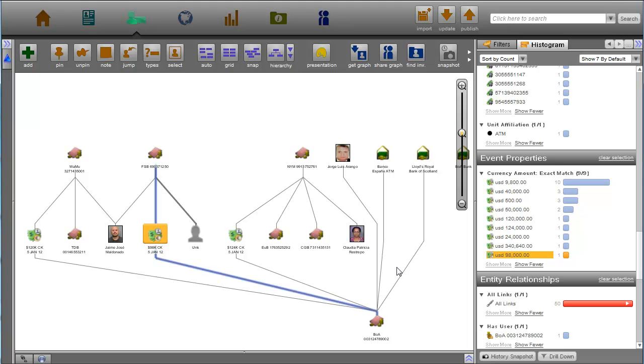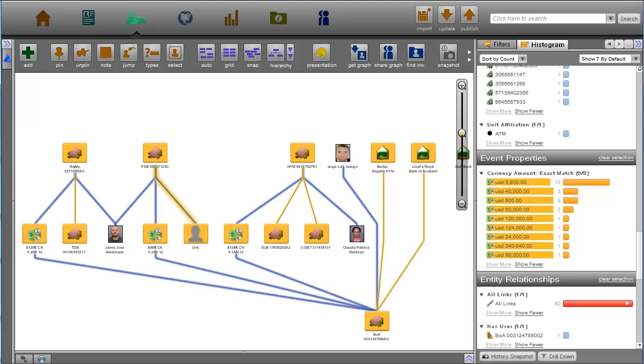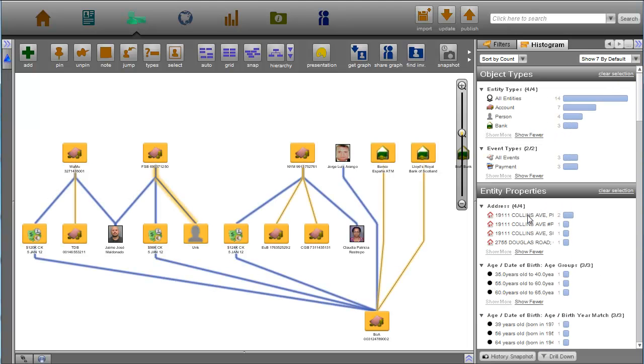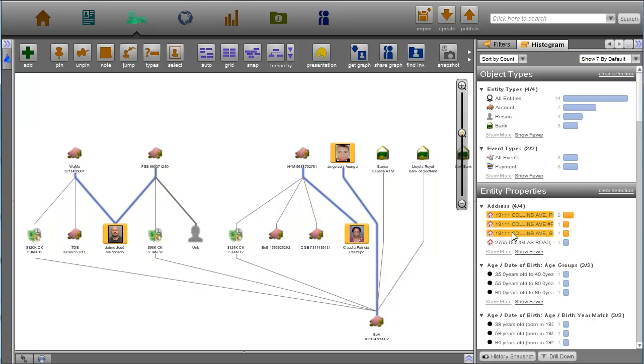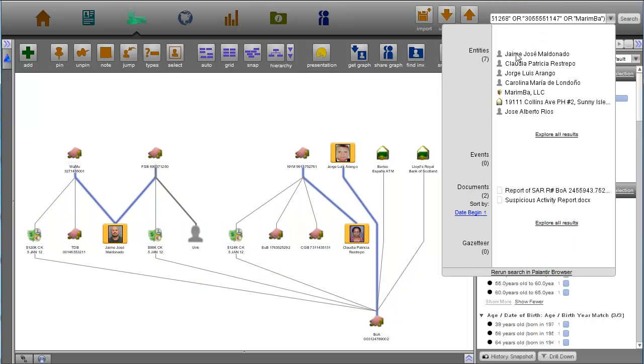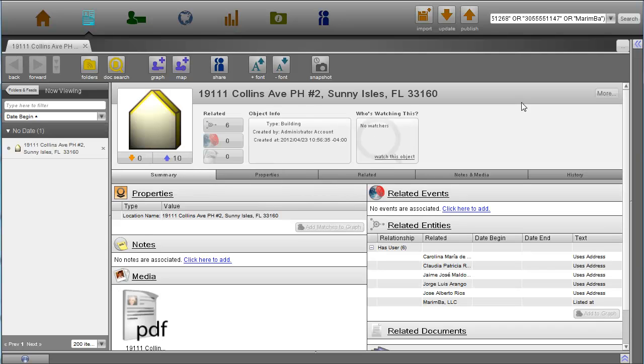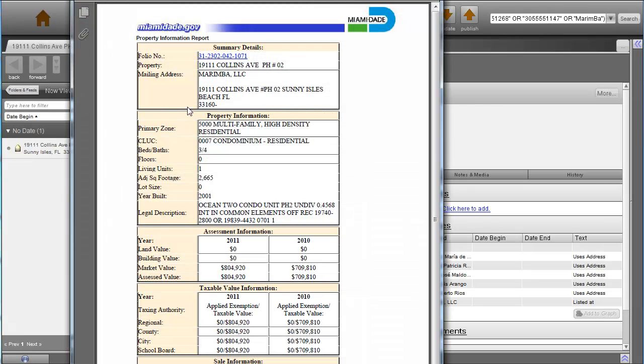Deepening the level of analysis, the investigator can easily understand the mechanisms of the transaction and how the money was placed and layered. He also uncovers the common link, in this case, the Collins Avenue address that connects the individual subject that he identified earlier in the process and is able to gather additional evidence.